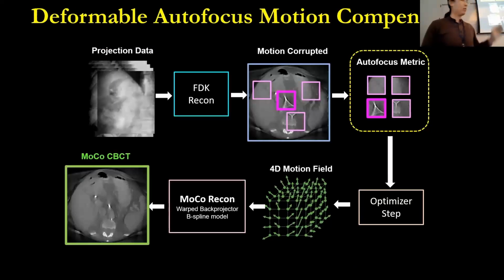So here's our framework for the deformable motion compensation. We start with motion-corrupted projection data, and after the FDK reconstruction, we pick a few motion-corrupted ROIs from the volume, and then we use these ROIs to calculate the autofocus metric. This metric is used as the objective function for our optimizer to converge to a solution of a 4D motion vector field, which is then fed into a warped backprojector with the motion-corrupted data to finally generate the motion-compensated cone beam CT.